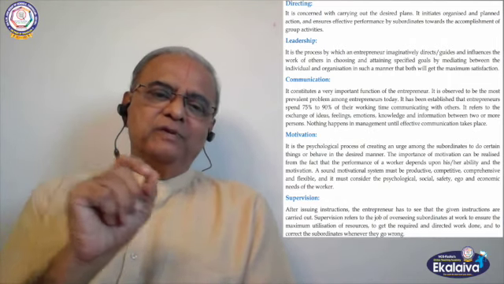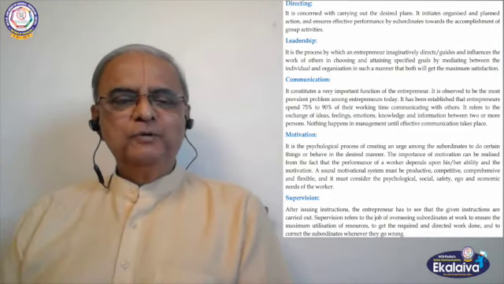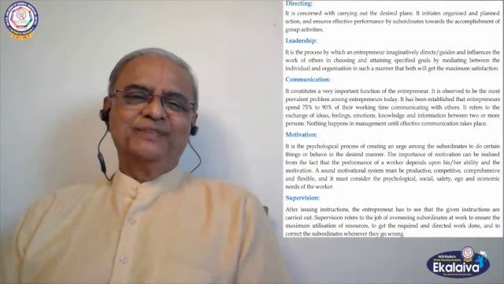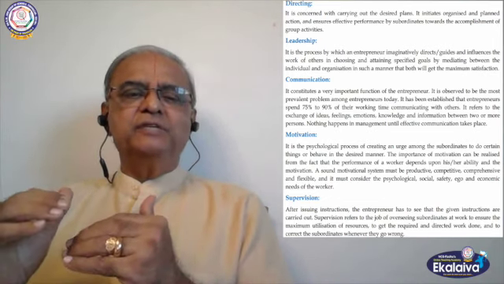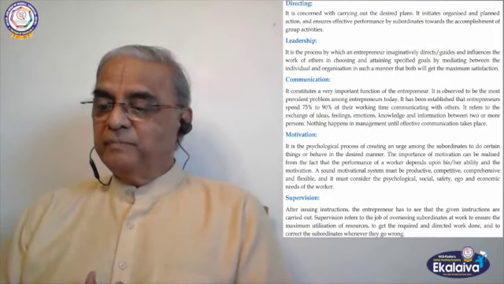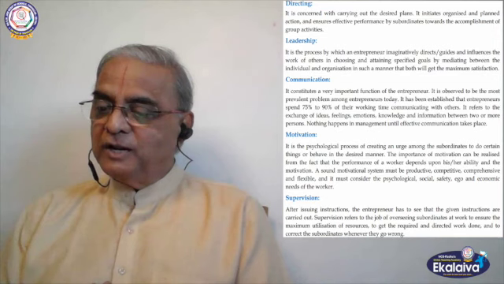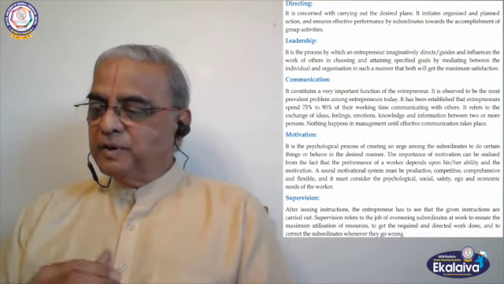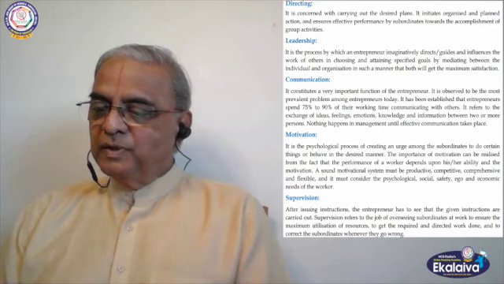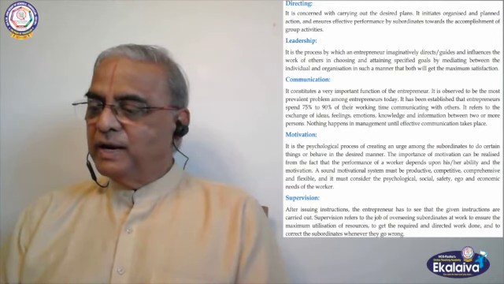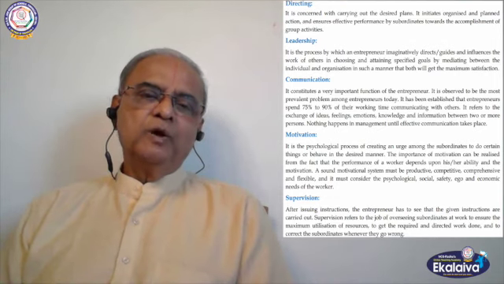Write down this word supervision. Supervision. You read the word, you split it into two. Supervision. We say super vision. An entrepreneur should have a vision which is superior. Supervision. After issuing instructions, the entrepreneur has to see that the given instructions are carried out. Supervision refers to the job of overseeing subordinates at work to ensure the maximum utilization of resources to get the required and directed work done, and to correct the subordinate whenever they go wrong.